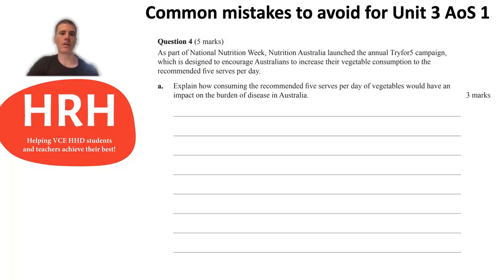So you can see there, you can make a link from consuming vegetables to a nutrient and a health condition, and then link that into an aspect of burden of disease, such as YLL or YLD. And then I would do that another time, just to ensure that you're achieving all of those 3 marks and not missing out. In your second example, I'd try to link into YLD.